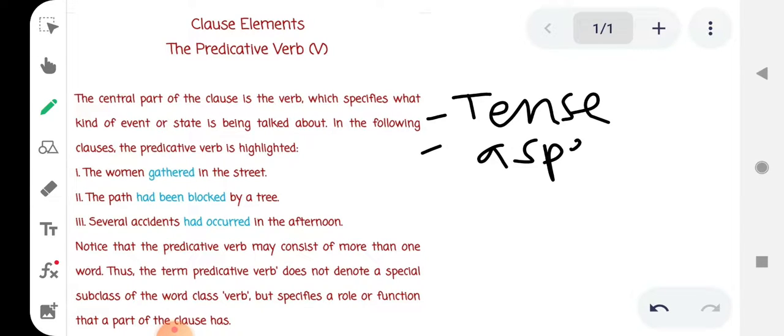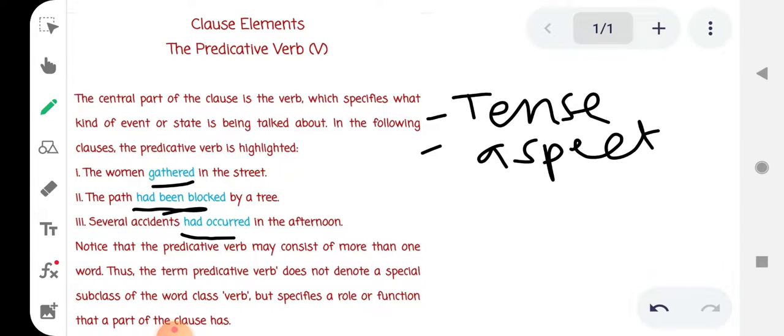Now, the second aspect that we discussed is that it tells us about the aspect. Is it a perfective aspect or what? It tells us about that. Okay. The first is a simple tense, a simple past tense. The second is in the perfective aspect, and the third one is also in a perfective aspect.